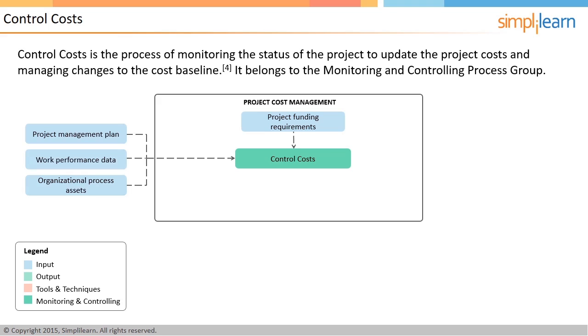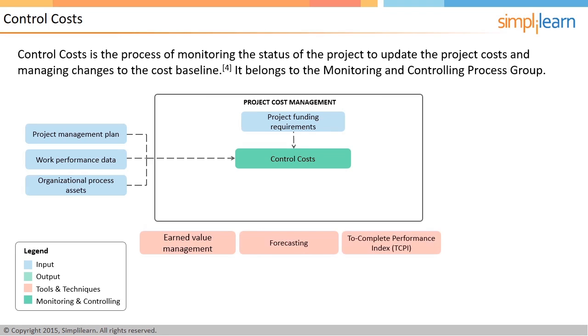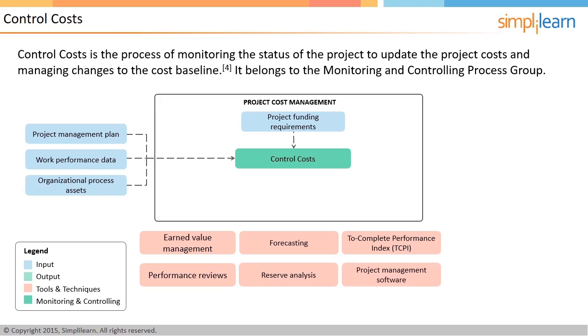The important tools and techniques used in controlling costs are earned value analysis, management forecasting, and to-complete performance index. Other important aspects of controlling costs are to review the performance, analyze the reserves to make sure the project has enough budgetary reserves to meet the expenses, and use project management software, which helps in tracking and managing costs.